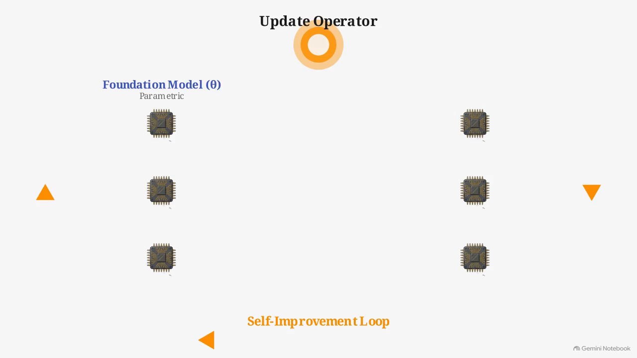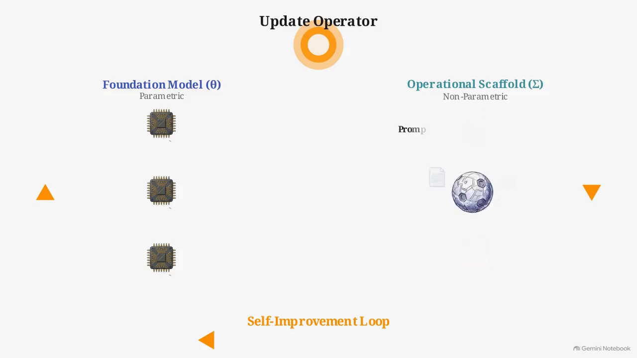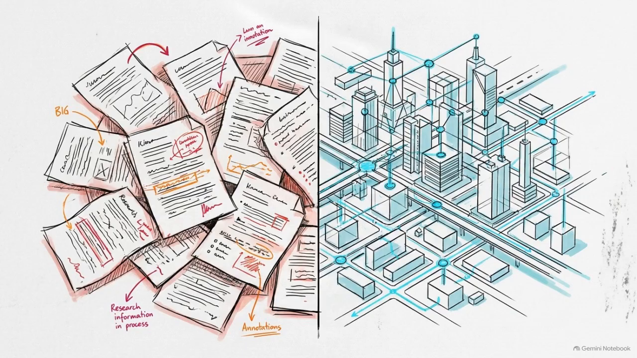The first target, shown in indigo, is the foundation model. This is the parametric core of the agent. The second target, shown in teal, is the operational scaffolding, the prompts, memory structures, and tools that wrap around the core model. Mapping self-improvement onto this strict dichotomy transforms a disorganized collection of research papers into a composable architectural framework.